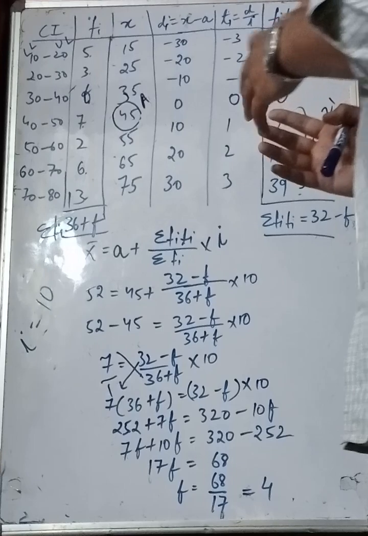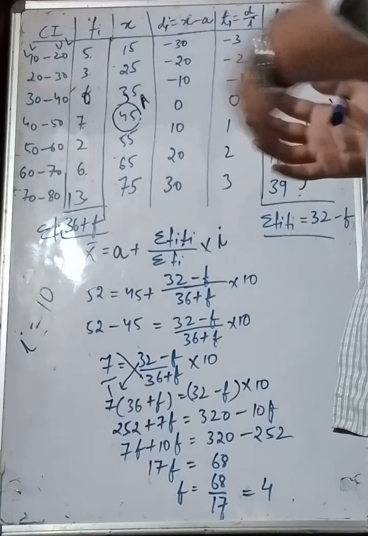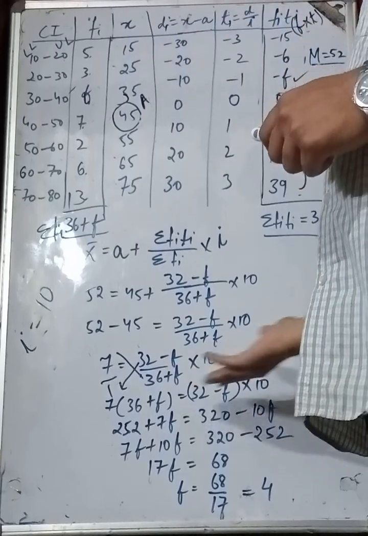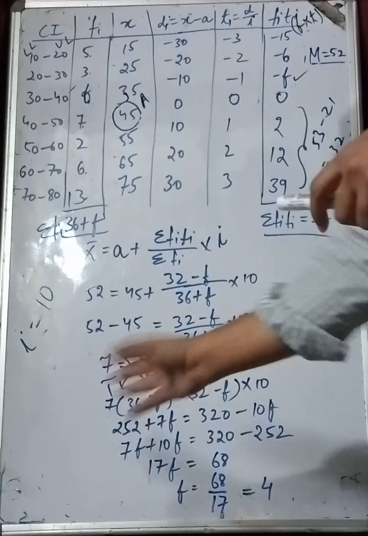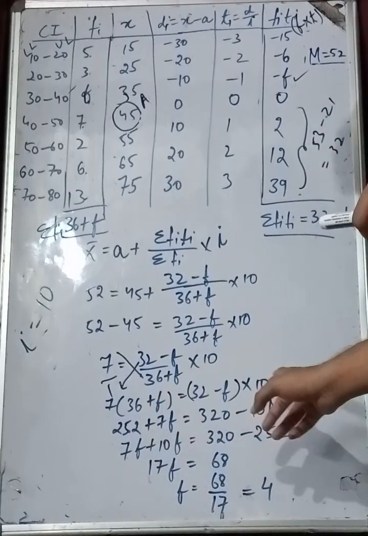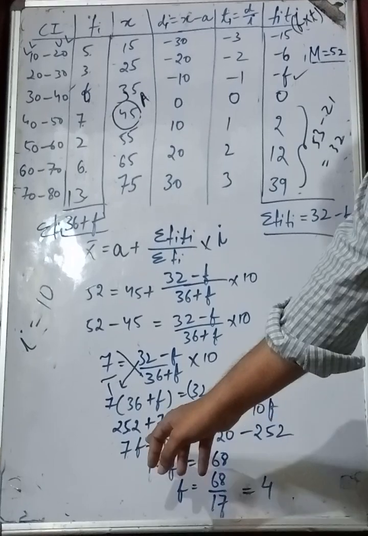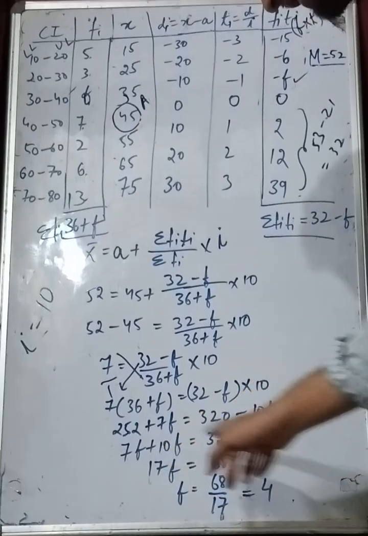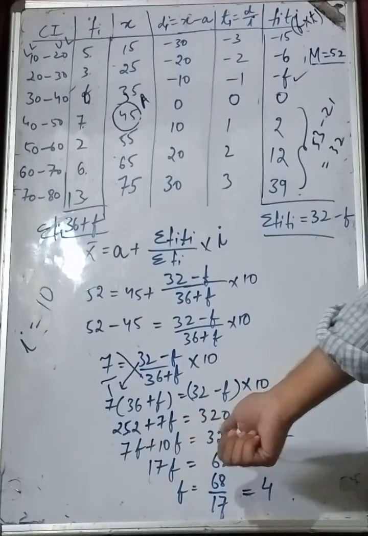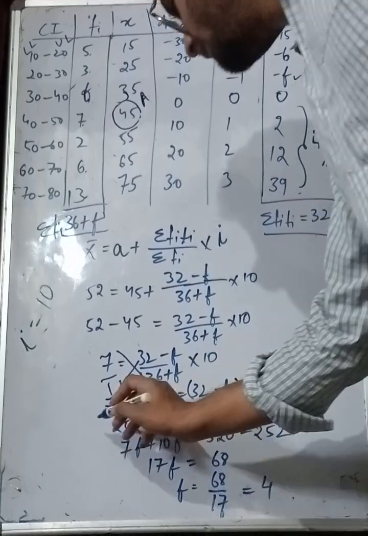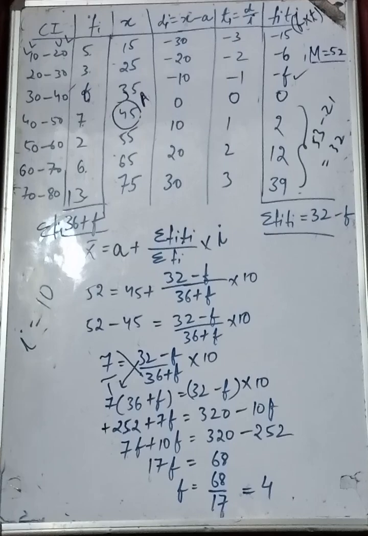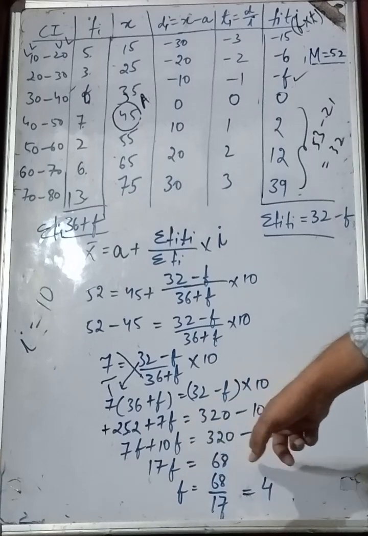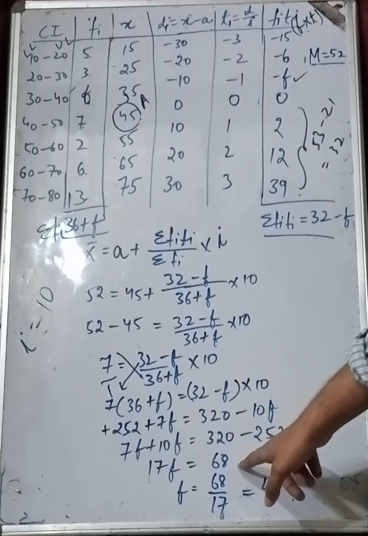Transfer all the variable terms to the left-hand side and all the constant terms to the right-hand side. There is only one variable term and one constant term on each side, so transfer accordingly. 7f will be there, and the minus 10f will be transferred from right to left, so its sign changes from minus to plus. 7f plus 10f equals 320 minus 252, because 252 was positive on the left-hand side and is transferred to the right, converting into negative. So 17f is equal to 320 minus 252, which is 68.